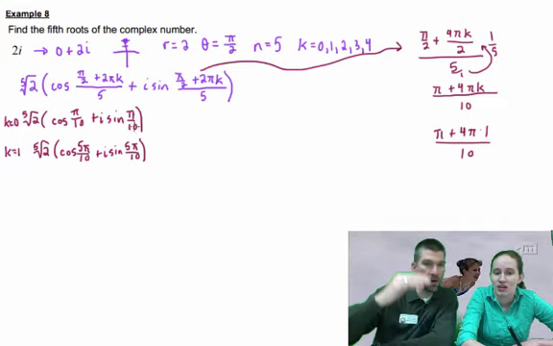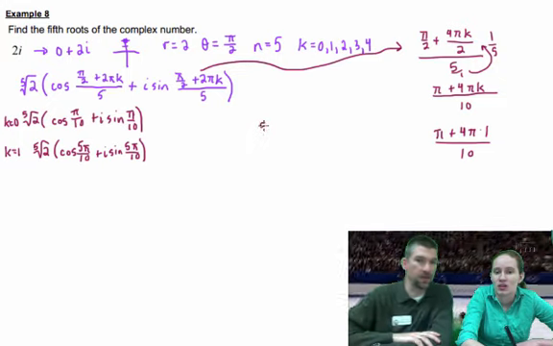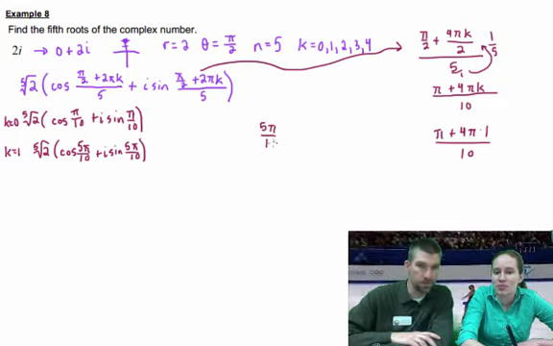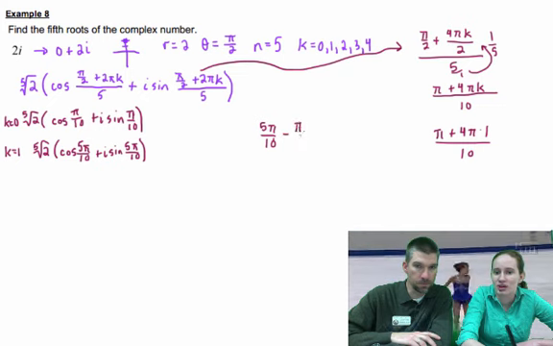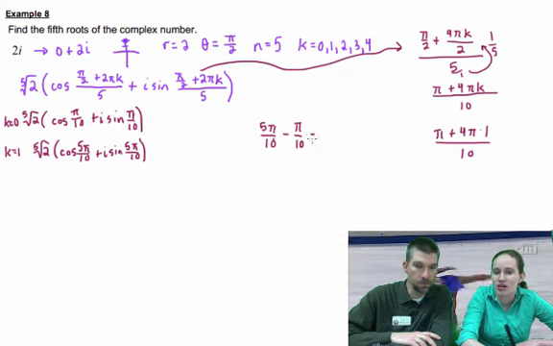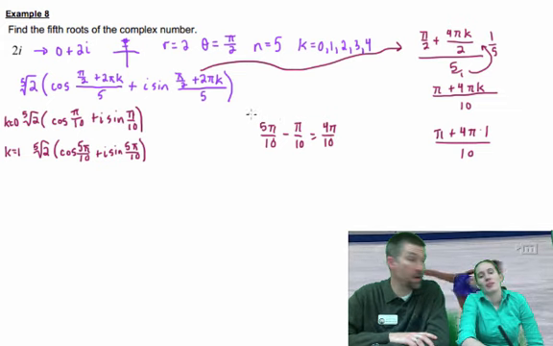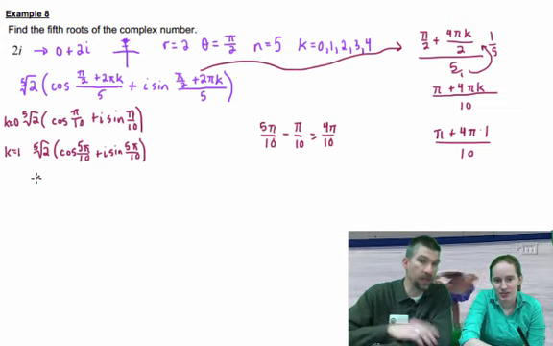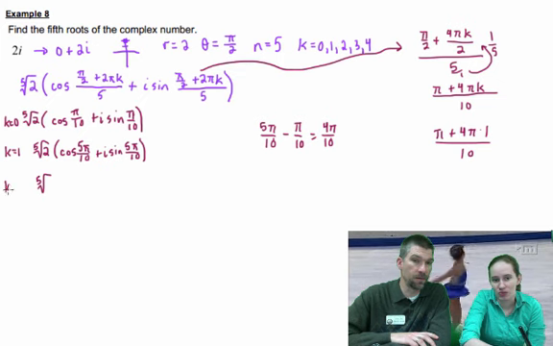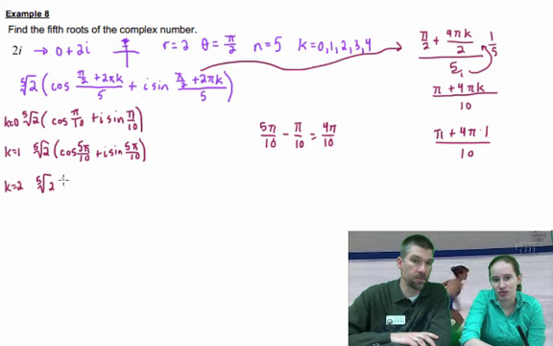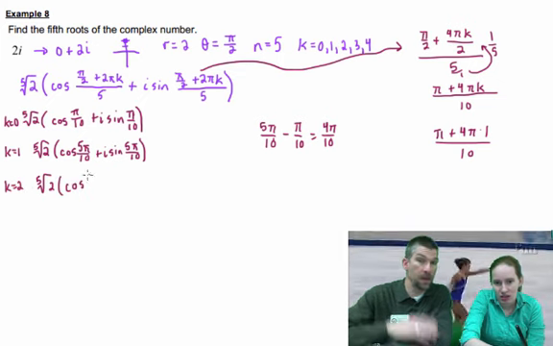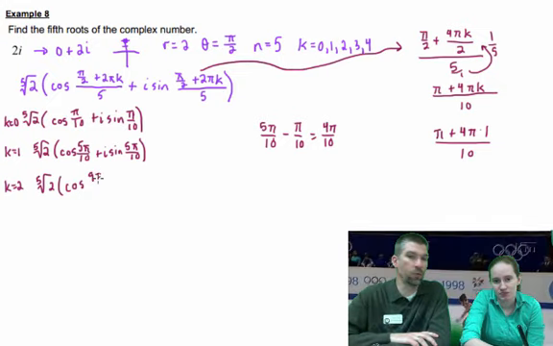So how far is it from pi over 10 to 5 pi over 10? If you have problems visualizing that, you just subtract the second minus the first. They are 4 pi over 10 apart. So we can add 4 pi over 10 and get the rest of these. So when k equals 2, we should get the fifth root of 2 cosine 9 pi over 10. Look, we said it together.